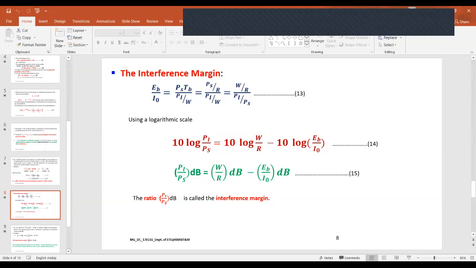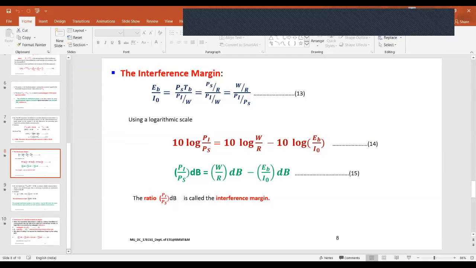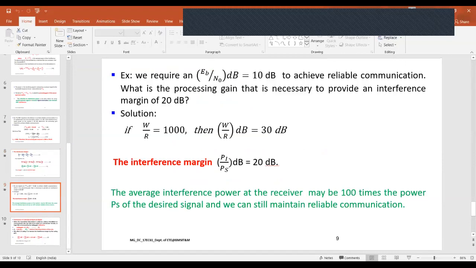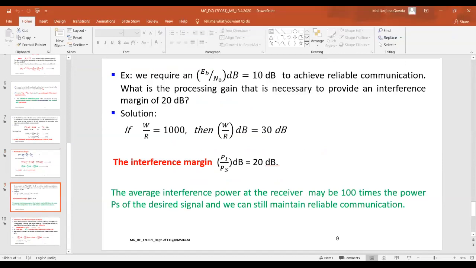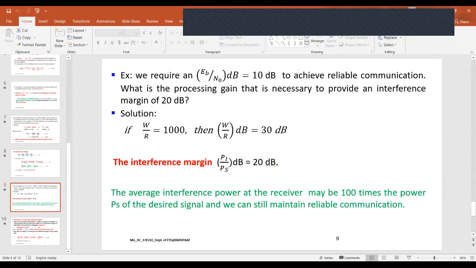So based on this equation, I have taken one example. Let me take down this example. Suppose we require an Eb/N0 equal to 10 dB to achieve reliable communication. What is the processing gain that is necessary to provide an interference margin of 20 dB?